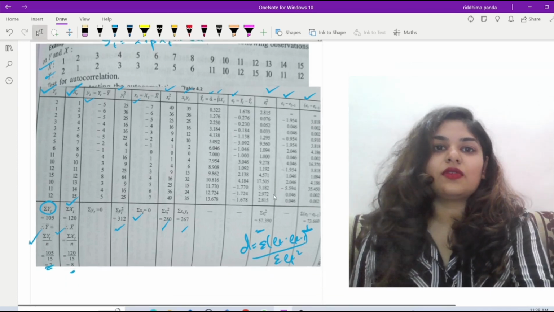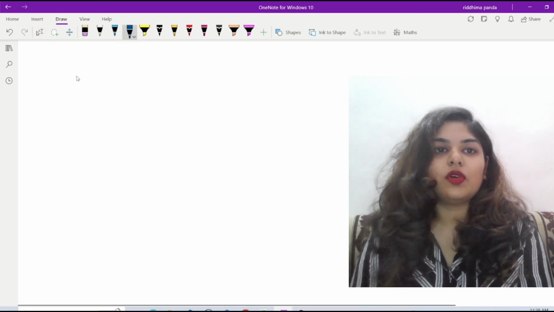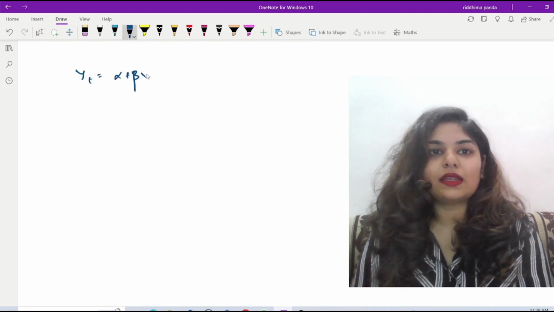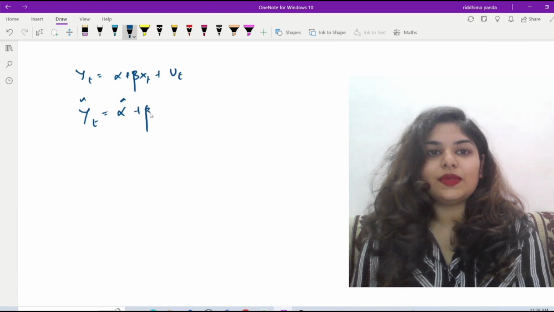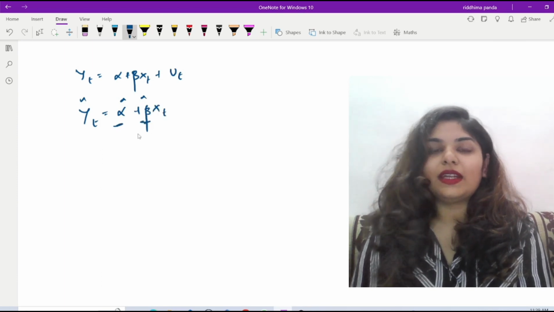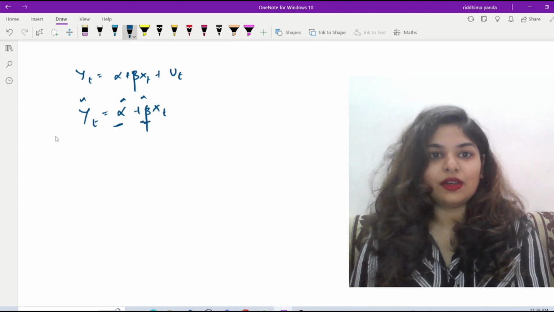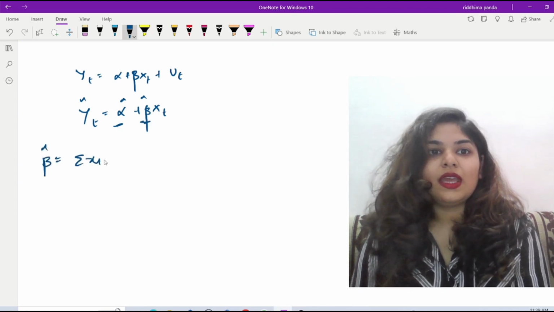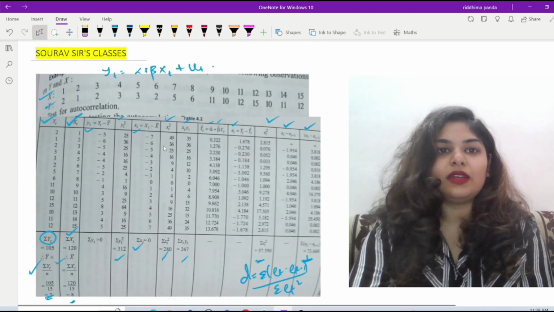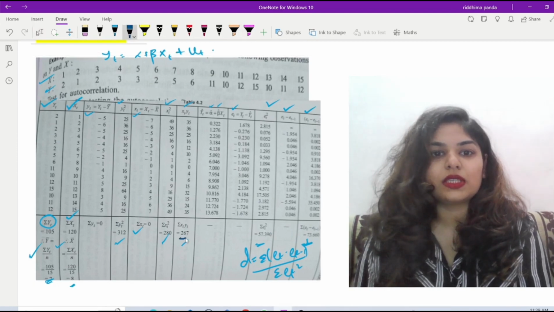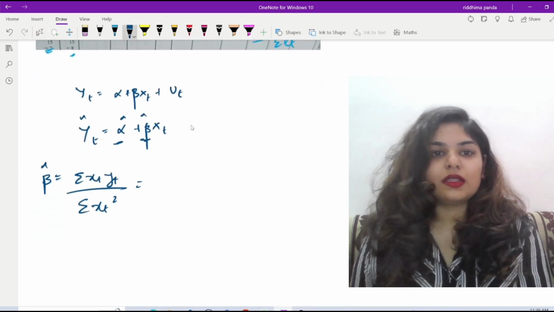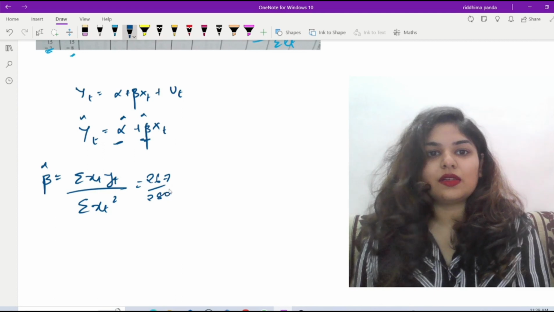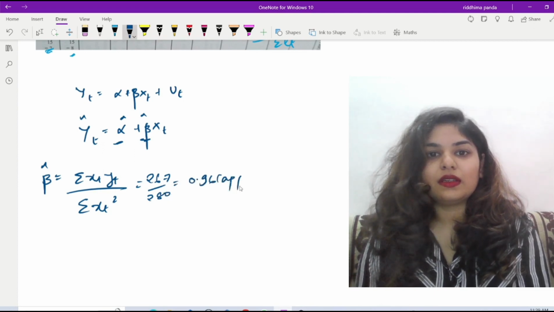Now let us start. Let us first write down the model. The model is y_t equals alpha plus beta x_t plus u_t. The estimated model is y_t hat equals alpha hat plus beta hat x_t. So I have to calculate alpha hat and beta hat. From the OLS estimator, beta hat equals summation x_t y_t by summation x_t square. From the data we have calculated, x_t y_t is 267 and x_t square is 280. So 267 by 280 is approximately 0.96.